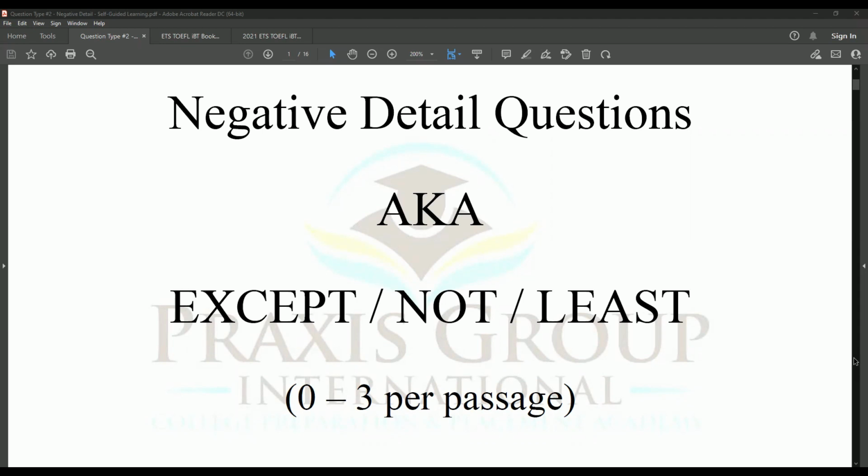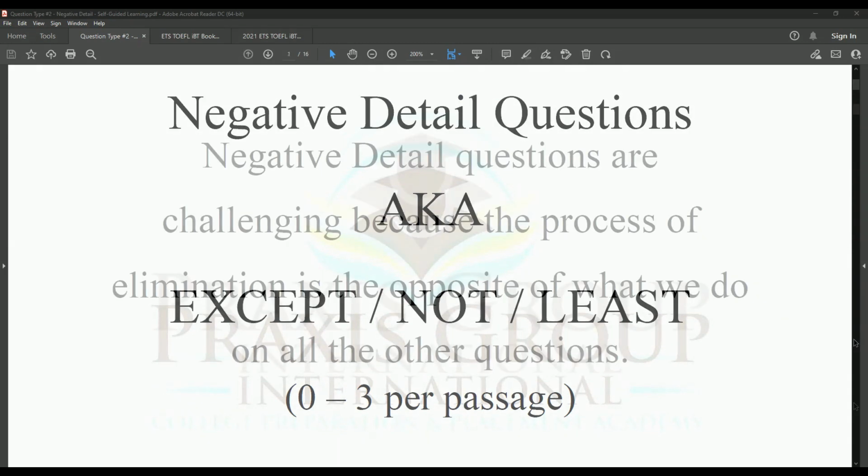Negative detail questions, also known as except, not, or least questions. You will have 0 to 3 per passage. That's right. You may get 0, none of these questions on one of your passages. But if you do have as many as 3 of these questions in a passage, remember that you will have fewer of other types of questions because there will only be 10 questions per passage.